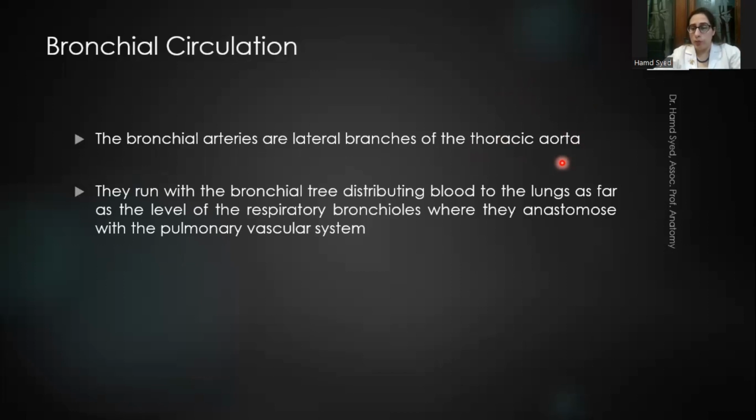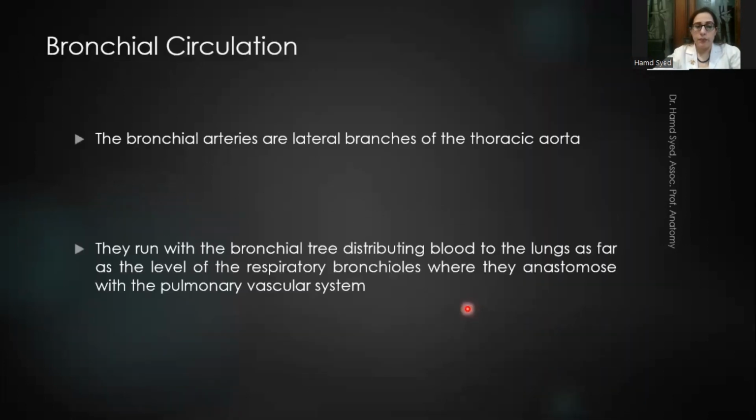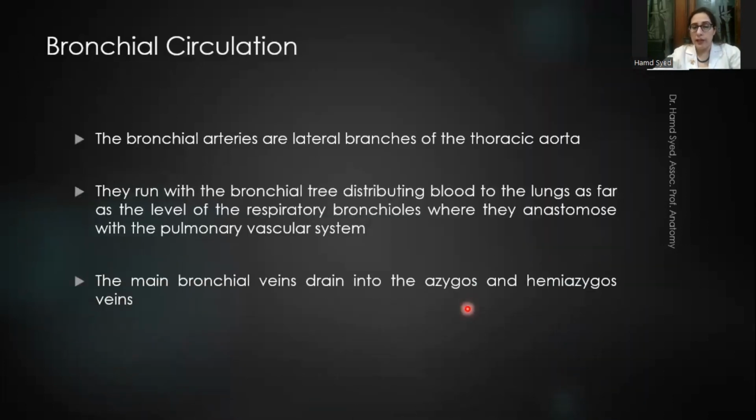They distribute blood to the lungs as far as the level of the respiratory bronchioles, where they anastomose with the pulmonary vascular system. So if we go back to this diagram, we can see here is the pulmonary circulation showing us the branches of the pulmonary artery. And as they have broken up over here into a network of capillaries, remember that over here an anastomosis is going to take place also with the branches of the bronchial artery. So the main bronchial veins drain into the azygos and hemiazygos veins.